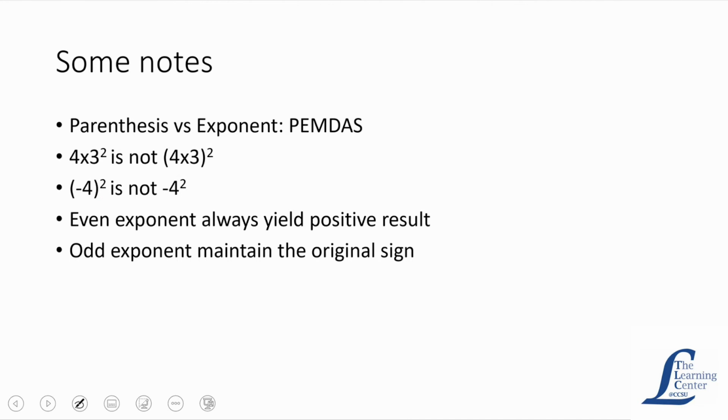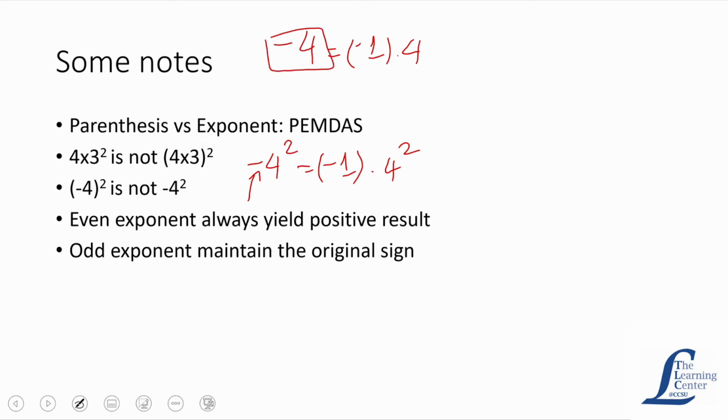In the second case, where there is no parentheses, we have negative 4 raised to the 2, right? This negative is actually a negative 1 times 4 to the second. Negative 4 is negative 1 times positive 4, which is equal to negative 4. So in this case, we write out negative 1 times 4 raised to the second power. So here we have a multiplication and then an exponent.